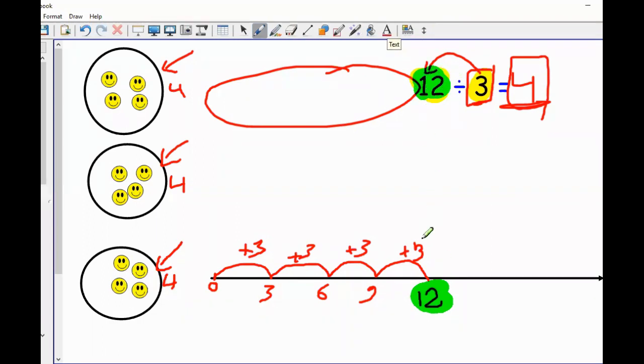Now I want to see how many 3s there are. How can I find it out? By counting the jumps. So I counted 1, 2, 3, 4. So I made 4 jumps to land on 12. I made 4 jumps of 3 to land on 12. So the answer is 4. It is easy to find the answer of a division using the number line by making jumps.